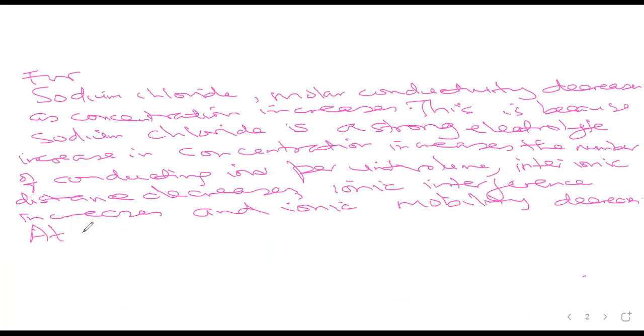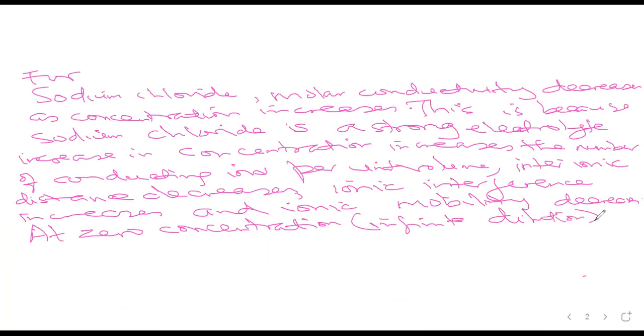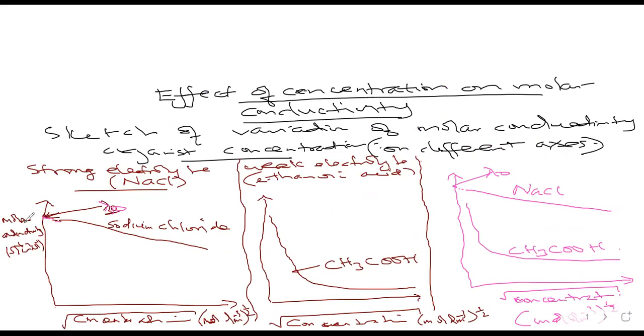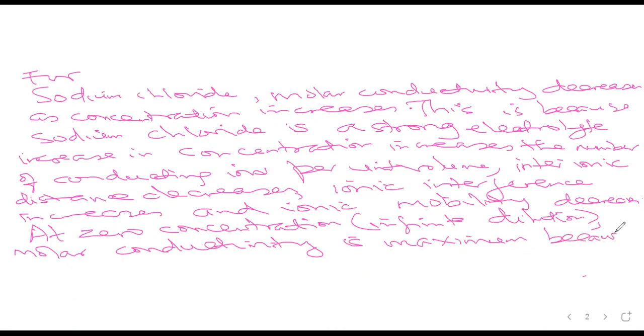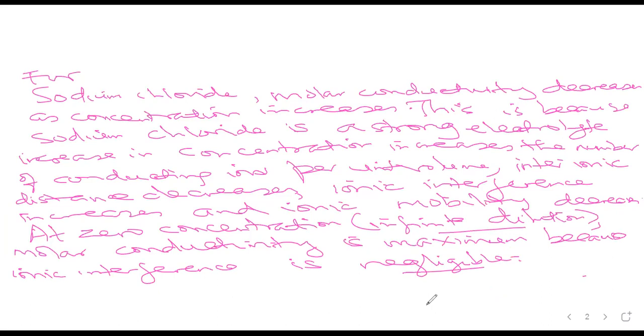So you say at zero concentration, or what we call infinite dilution, molar conductivity is maximum. When you look at your graph, that's the highest value we have, although it's obtained by extrapolation. Because when you talk of infinite dilution, it means ionic interference is negligible. Ions are far away separated from each other, because ionic interference is negligible. So if ionic interference is negligible, the ions are free to move at any speed they want, and the conductivity is maximum. Hope that's very clear.